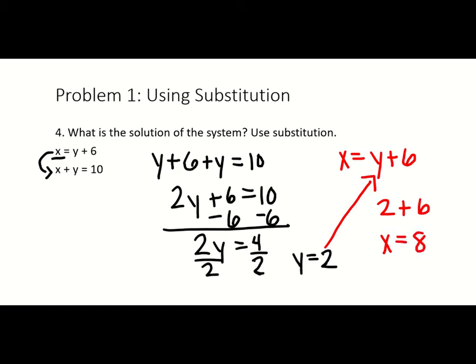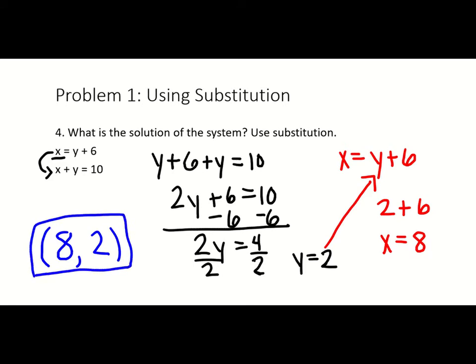Now be careful writing your final answer as a point. X comes first. X was 8. Even though we found it second, you got to go xy for your points. 8 and then 2. So our solution would be 8, 2 for this problem.